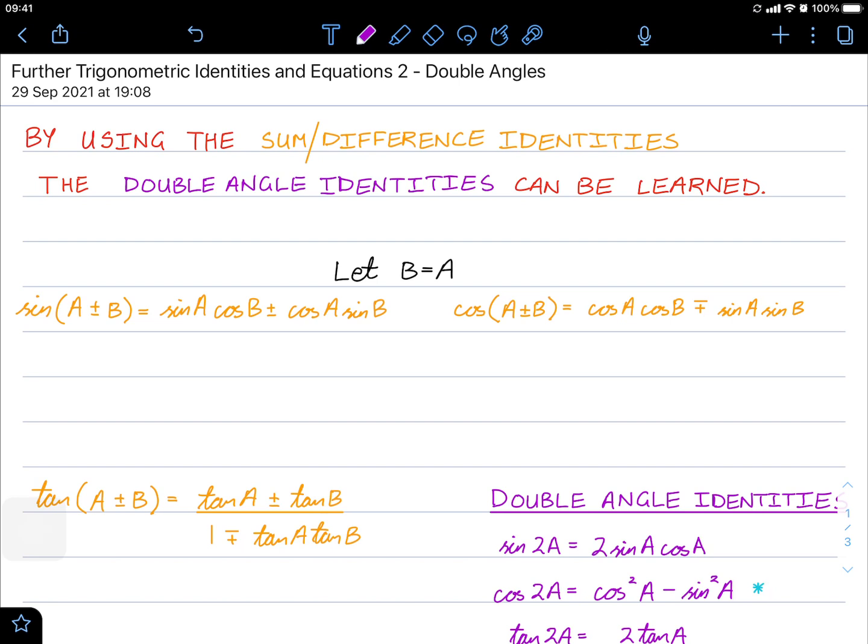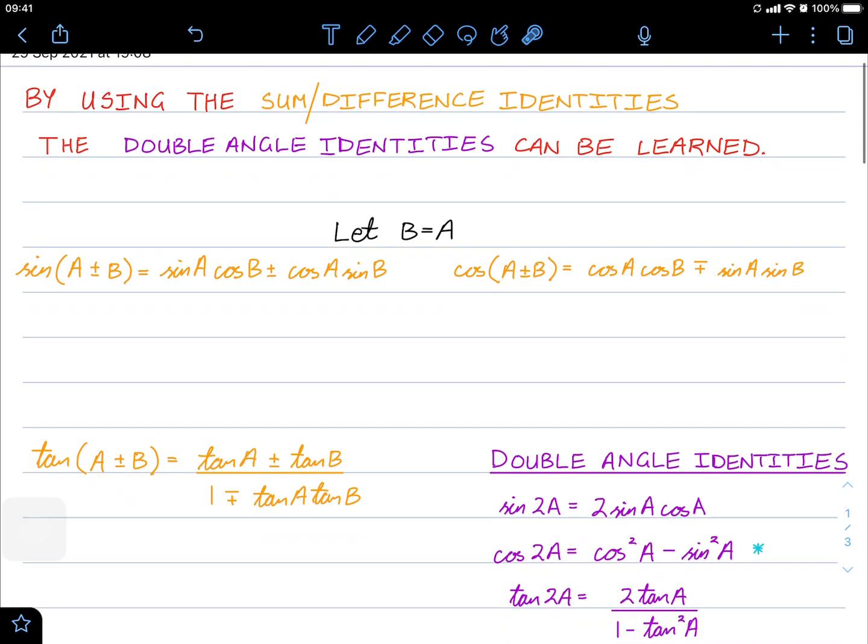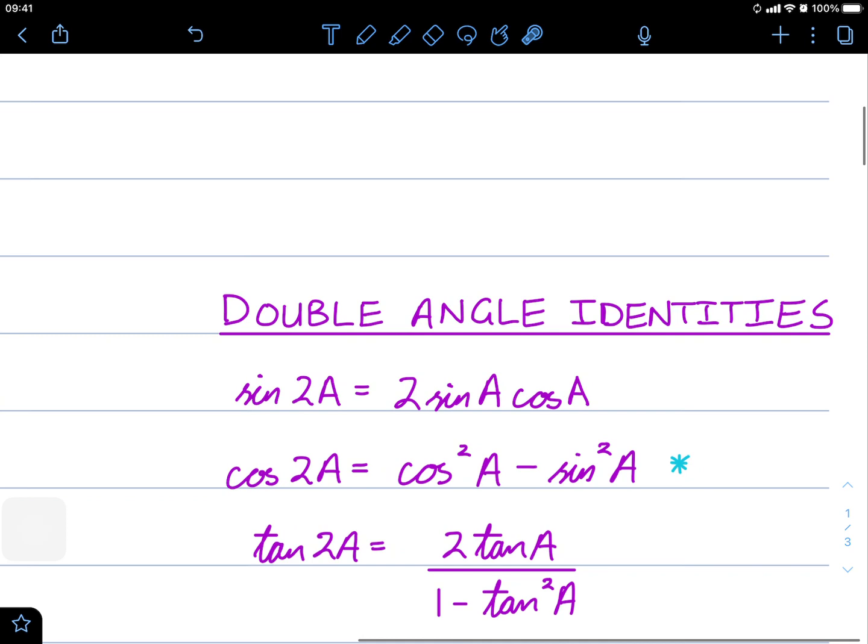Hello class, this is the next set of trigonometric identities, and in this video we'll be looking at double angles. By using the sum and difference identities, the double angle identities can be learned. In summary, we're actually going to be learning these three here.